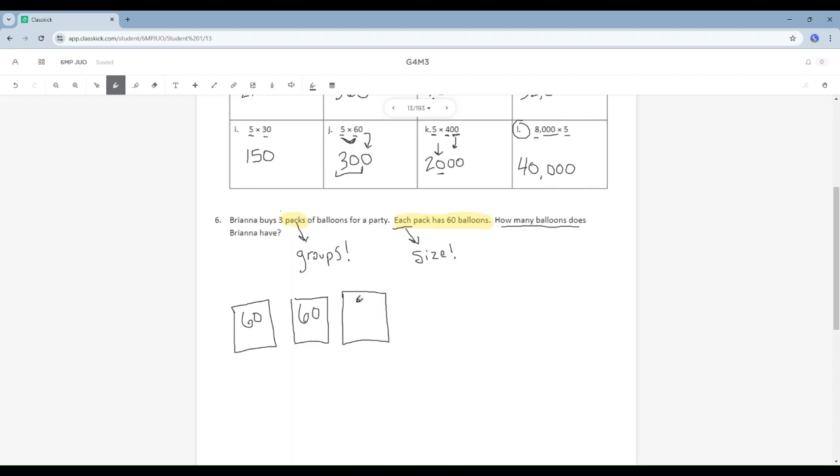So I have 3 equal groups of 60. So I can go ahead and multiply 3 times 60. Similar skill to what we were just working on. 3 times 6 is my basic fact, and 3 times 6 is 18. And we're multiplying by 6 tens. So I multiply 18 by 10. And to do that, I just bring the 0 along to make 180 balloons.